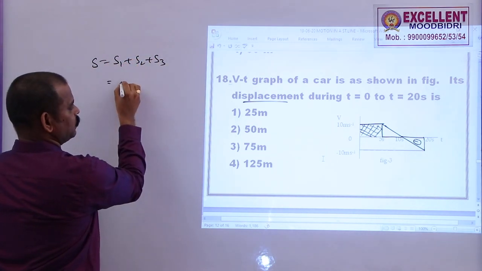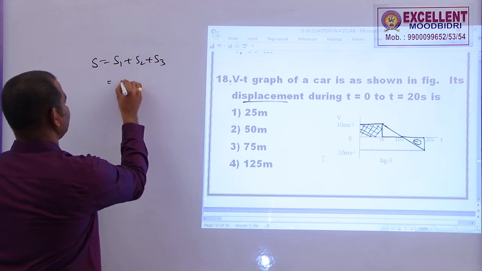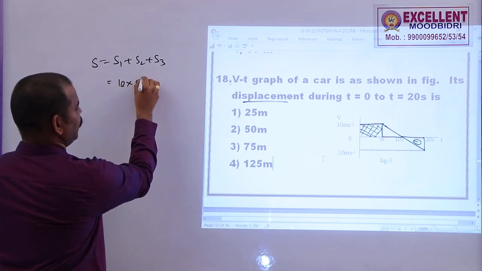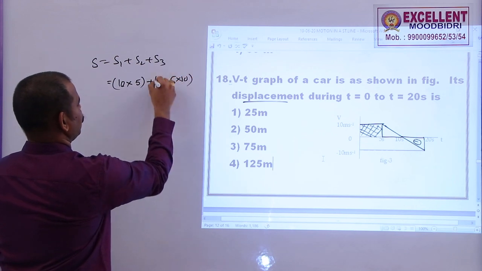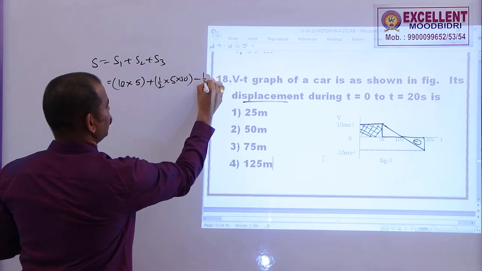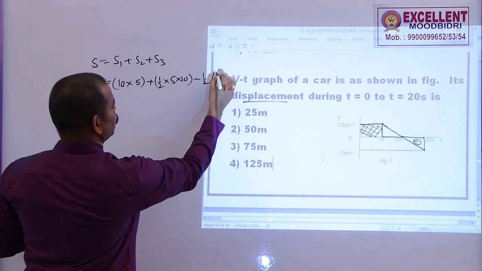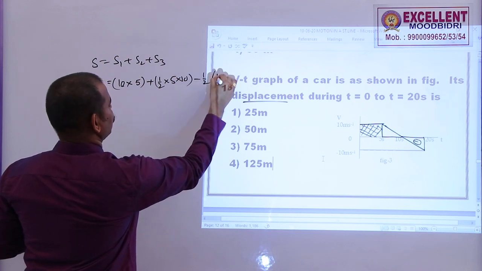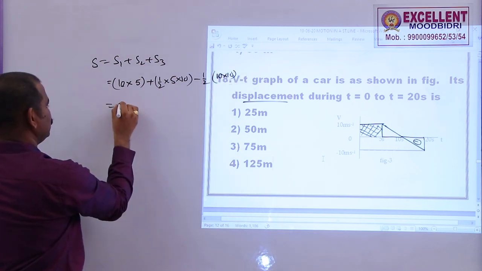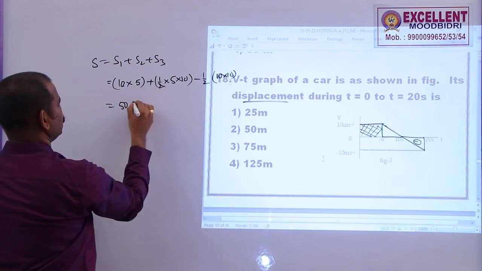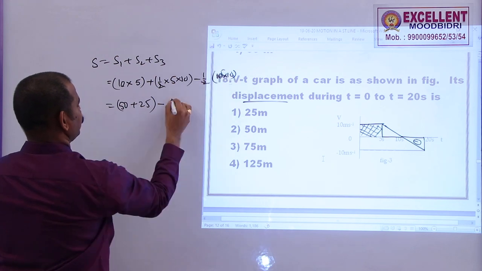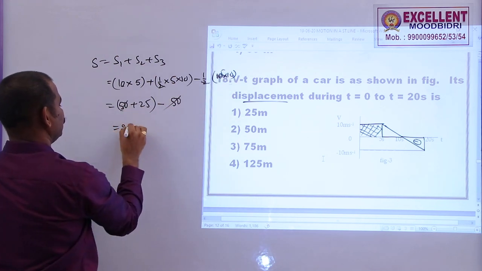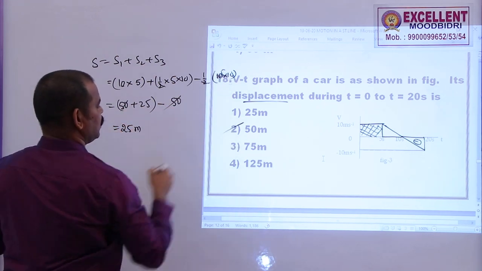The first one is length into height, that is 10 into time 5 seconds. The second one is half into 5 into 10. The third one is minus of half into 10 into 10. So, this is 50, this is 25, minus this is 50, 50 cancel. So, the answer is 25 meters.